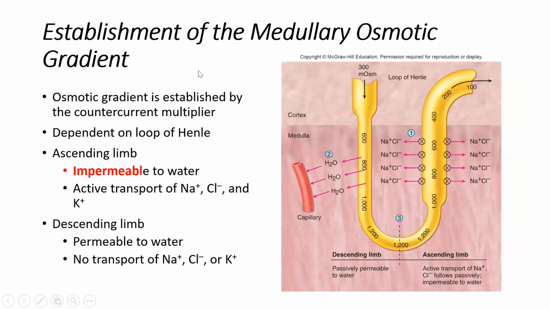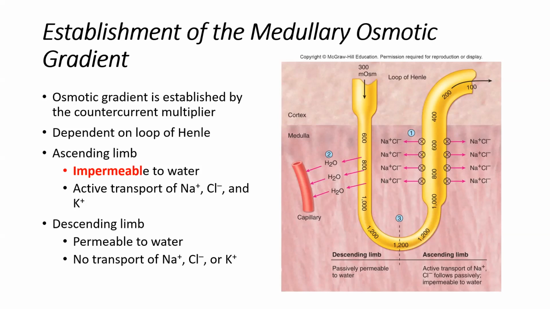So let's talk about how that gradient is actually established. It's established by the countercurrent multiplier. And the countercurrent multiplier is just a fancy name for the movement of solutes across the ascending limb at first, and then the movement of water across the descending limb. Okay, and that happens again and again and again until we get into the state of steady balance, or the steady state, and then that is how we establish the medullary osmotic gradient.